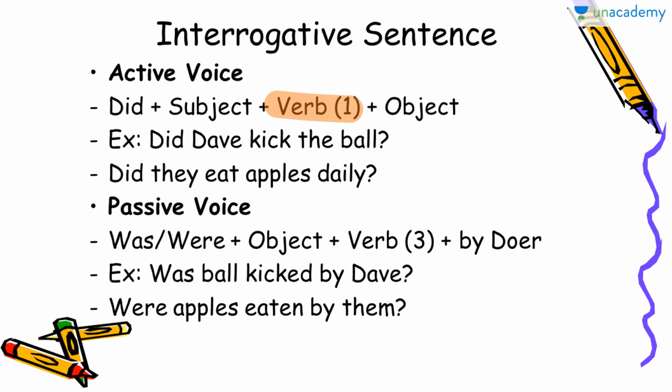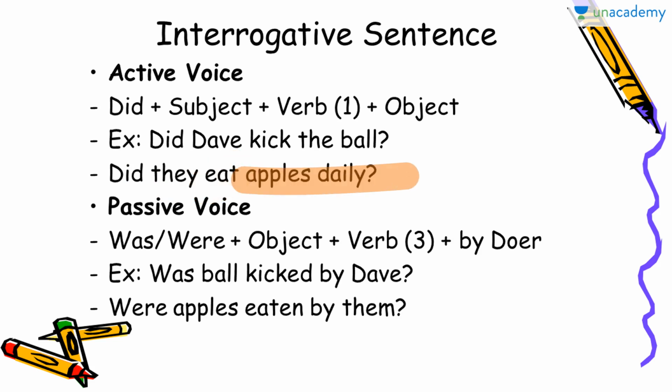For example, did Dave kick the ball? So here did is the word starting the sentence, then the person who has done the work, then the action, then kick as the verb, and then on what the action is done. Another example, did they eat apples daily? So again, the sentence starts with did, goes to the subject, verb first form, and then the object.